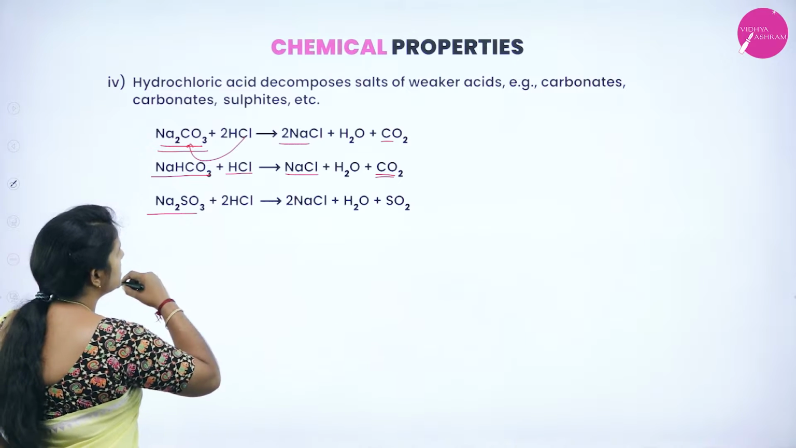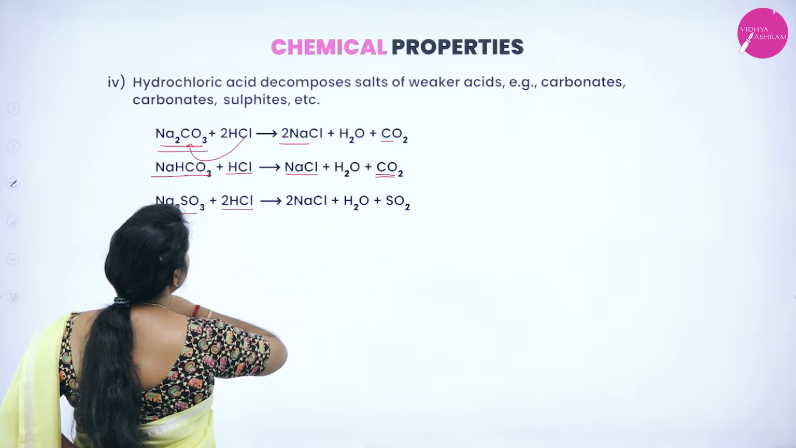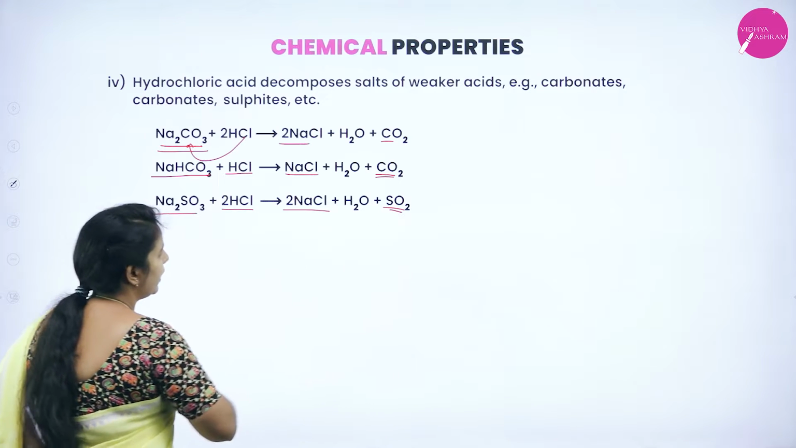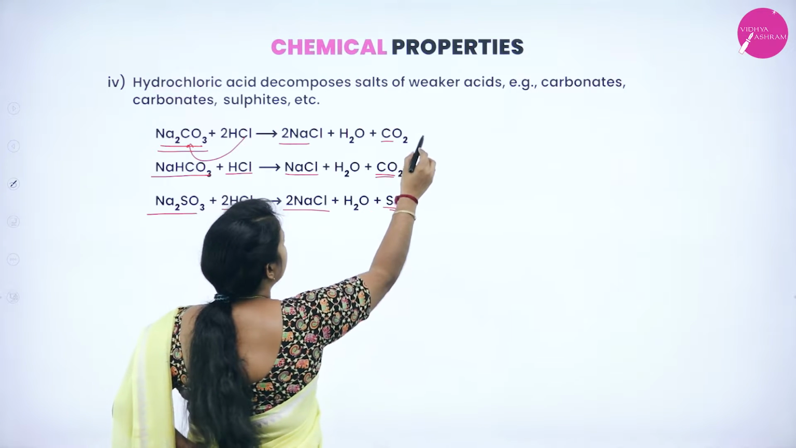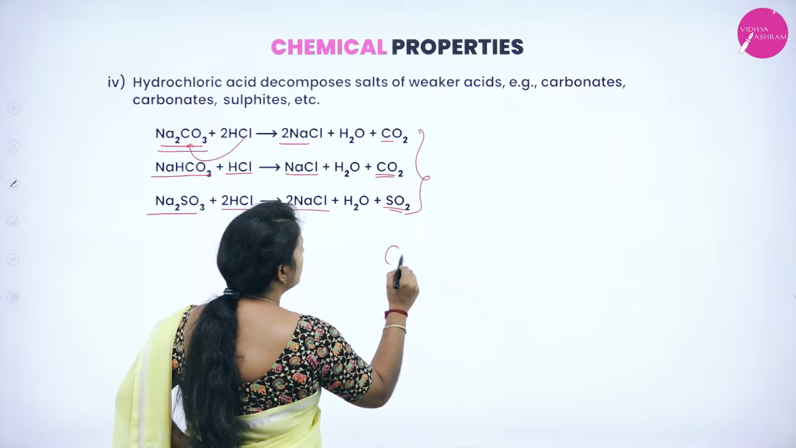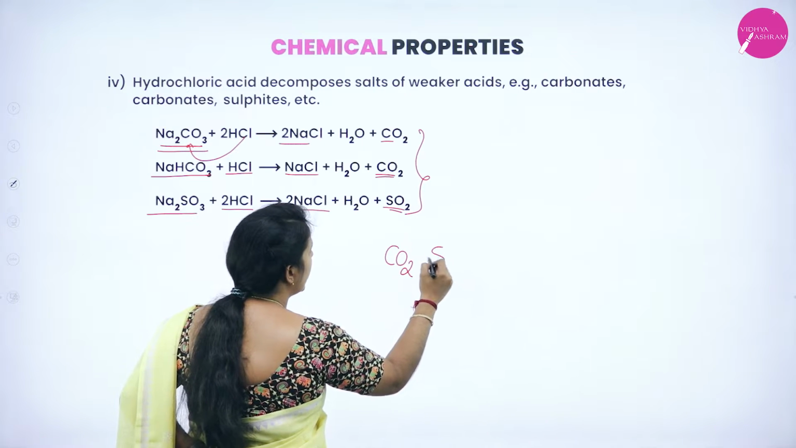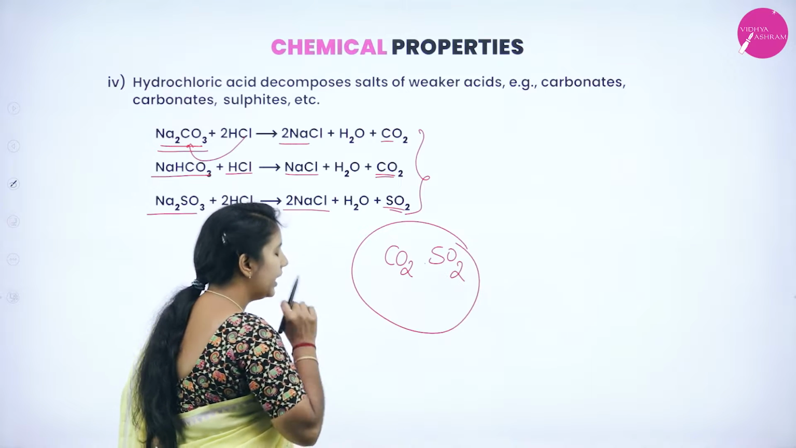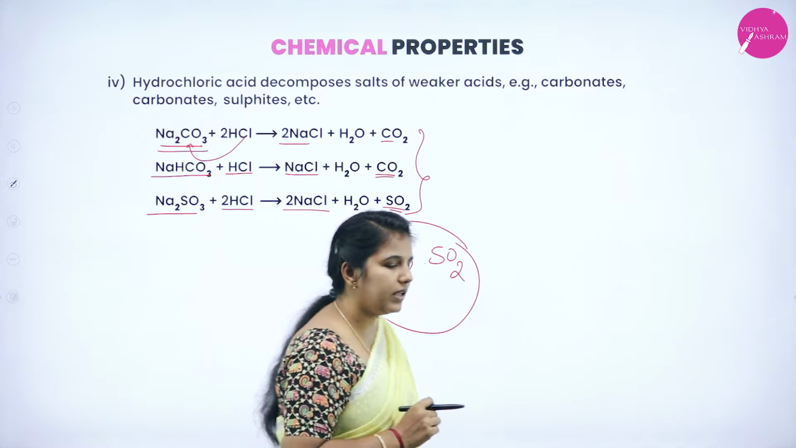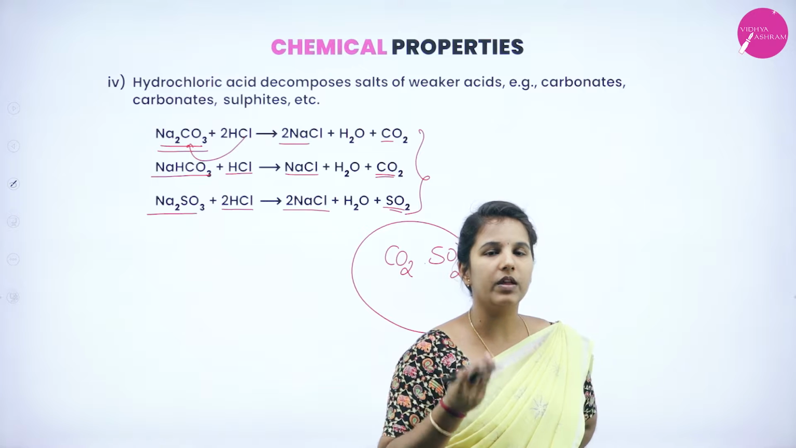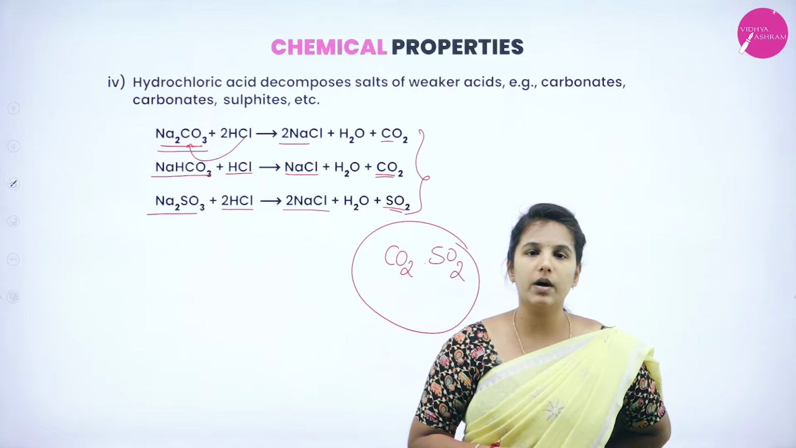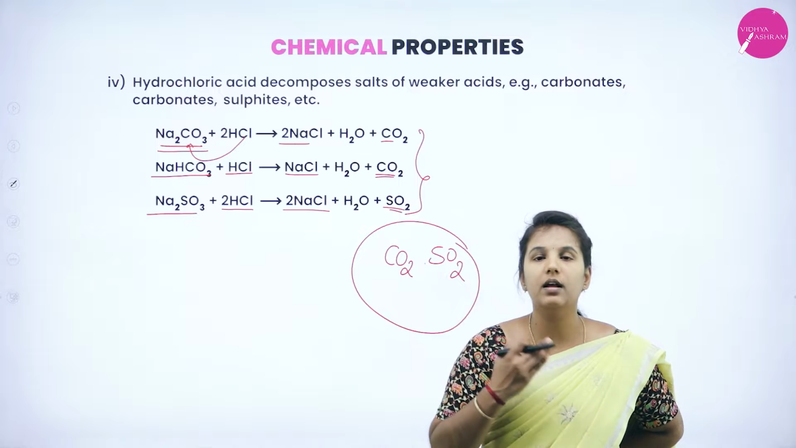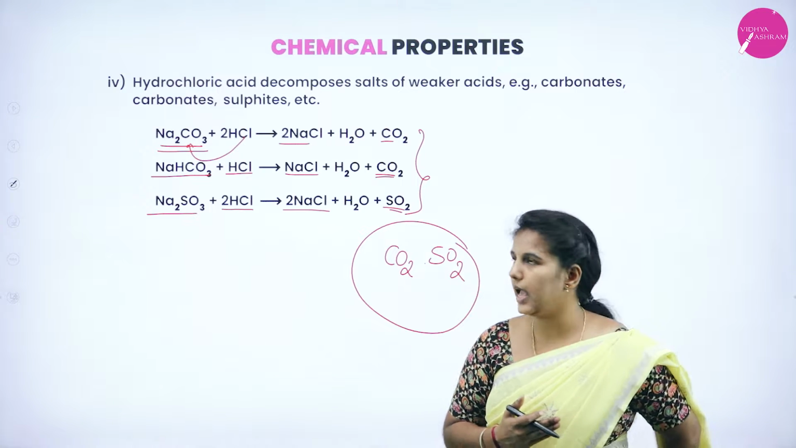Similarly, sodium sulfite undergoes reaction with HCl to form NaCl with the release of sulfur dioxide. So at the end of the reactions you can see the release of carbon dioxide gas and sulfur dioxide gas. These reactions indicate that even though the acids are weak in nature, their salts can easily react with the acid in a decomposition reaction, thereby releasing carbon dioxide and sulfur dioxide gases.